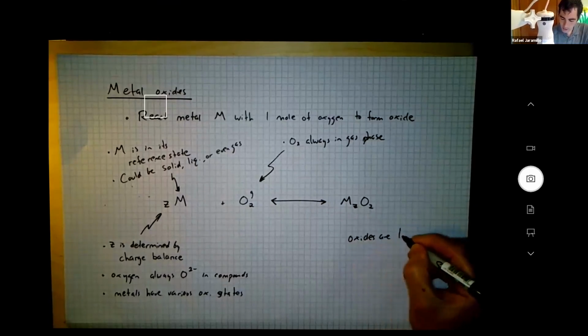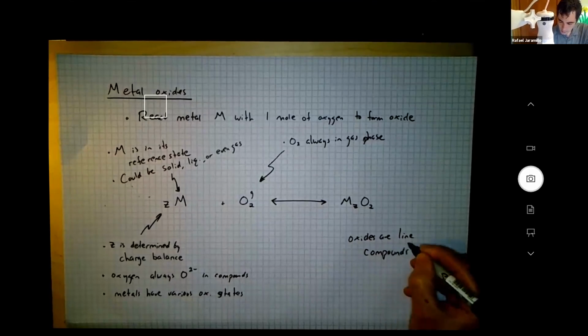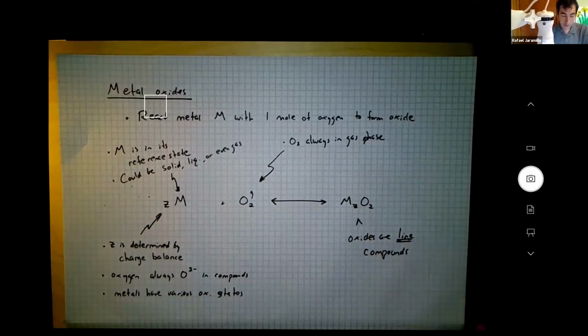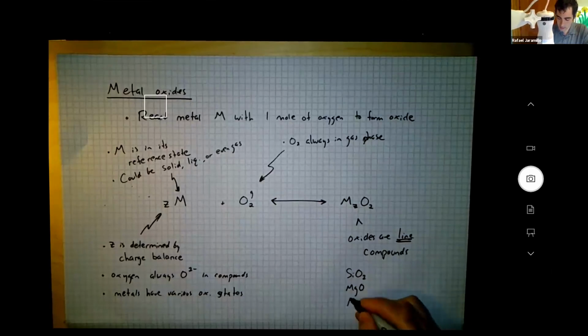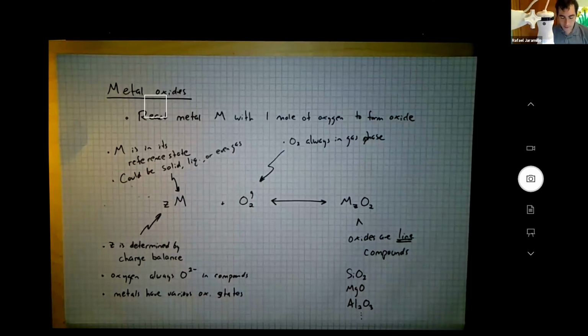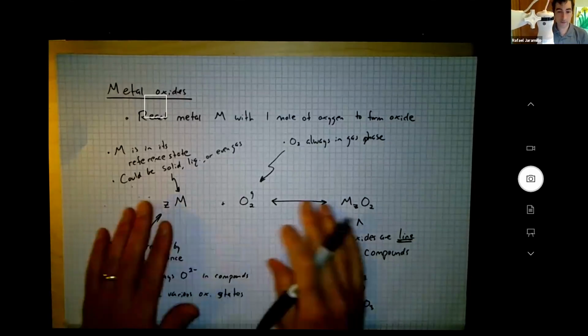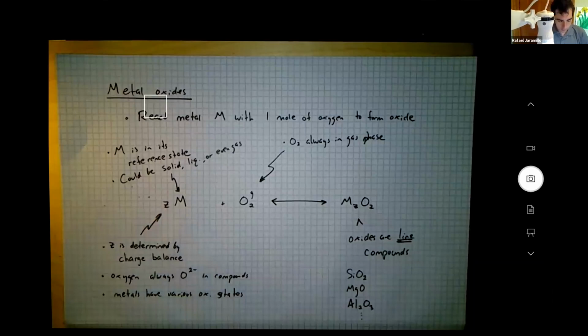And these oxides are line compounds. That Z is not a variable. That Z is an integer or a rational fraction, and it's fixed. SiO2, magnesium oxide, Al2O3, and so forth. So when we return on Wednesday, we're going to talk about the thermodynamics of this reaction. We're going to use this property of being line compounds, and we're going to use a bunch of other things as well.